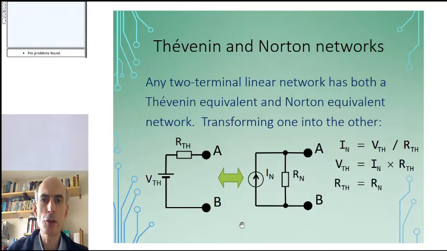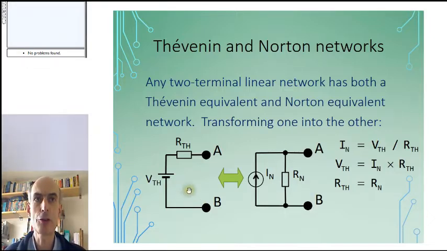As we've seen, there are 2 types of equivalent network, the Thevenin and the Norton. The Thevenin has a voltage source and a series resistor. The Norton, a current source and a parallel resistor. And both can be used to replace any two-terminal linear network.